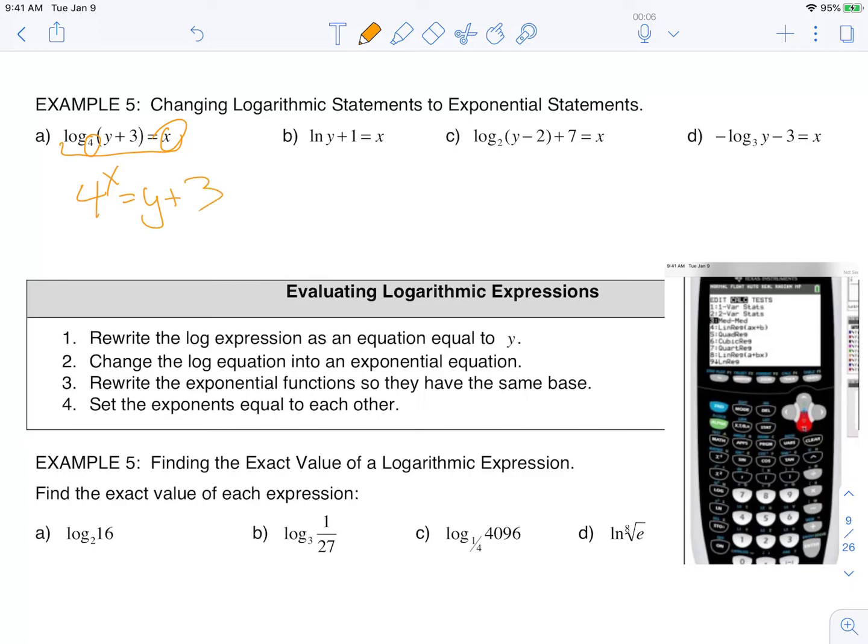Over here, the base is e. So you got to get used to that. And when you see ln, you know it's going to be e. This is your exponent. So e to the x is equal to y plus 1.